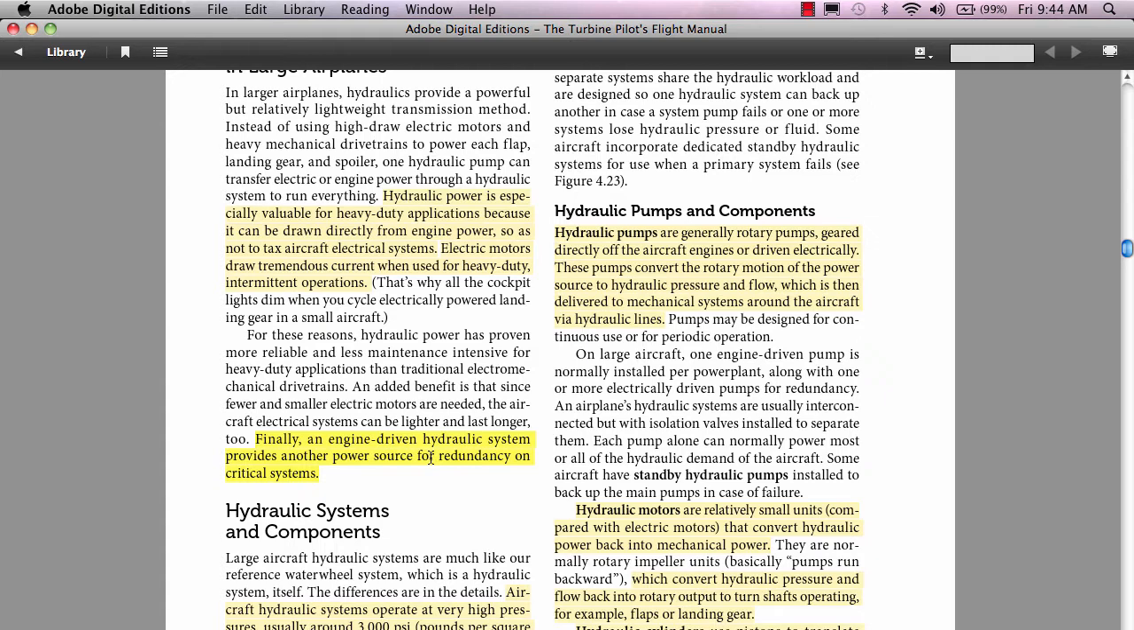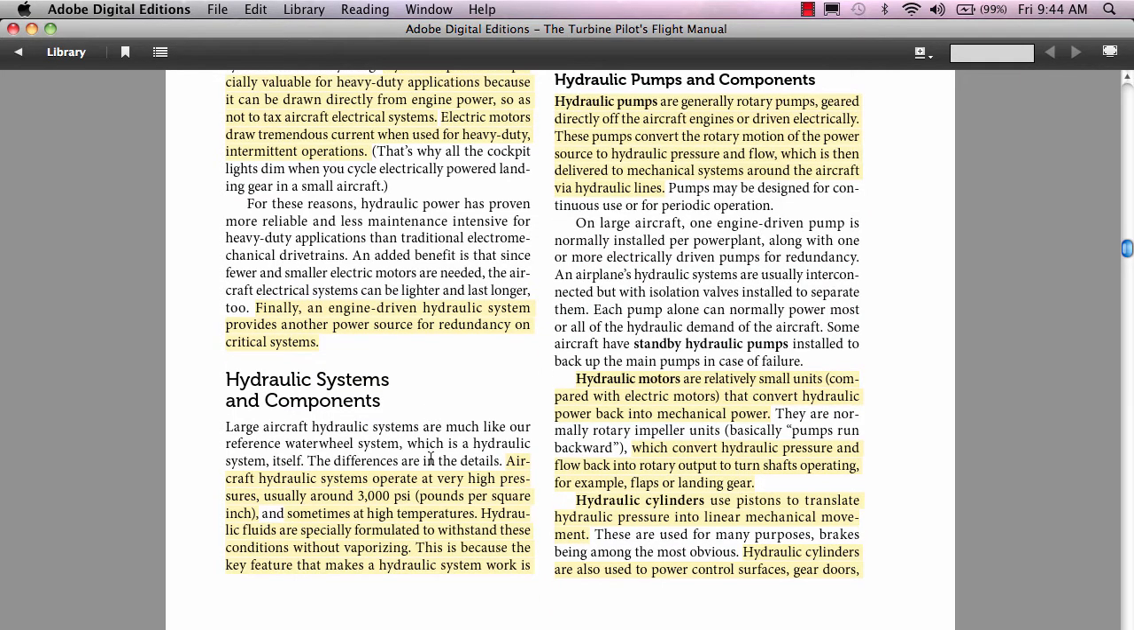Let's go down to hydraulic systems and their components. Aircraft hydraulic systems operate at very high pressures, usually around 3,000 psi, and sometimes at high temperatures. That's another important point to note. So this fluid has to be really, really flexible. It has to be able to operate at high temperatures and high pressures, and it can't foam or do other things like that where it gets air involved, because anytime we have air we get vaporizing, compression, expansion type stuff going on, and the hydraulic system will fail if that happens. So it goes on to state that these hydraulic fluids are specially formulated to withstand these conditions without vaporizing. He talks about vapor or air getting into the hydraulic lines can be chaotic as far as their operation.